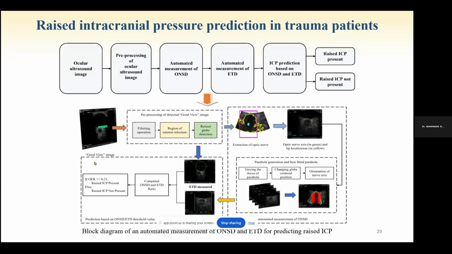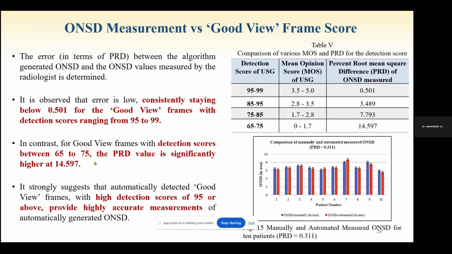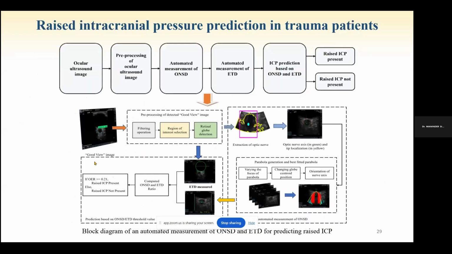Based on that, whatever good view frame I got, we then moved the frame on for further pre-processing and the automated measurement of ONSD and ETD. The idea was to predict whether raised intracranial pressure is present or not. Here you can see the full block diagram, which I have shared.